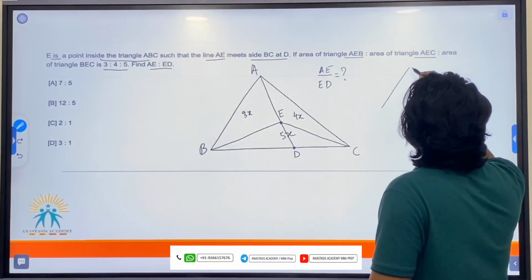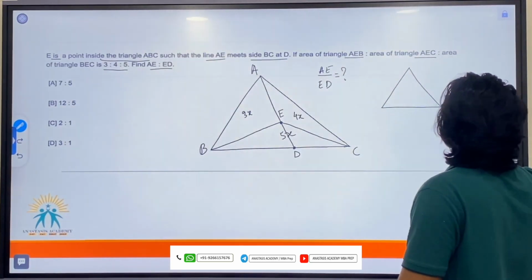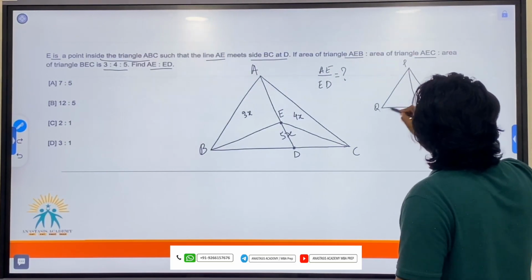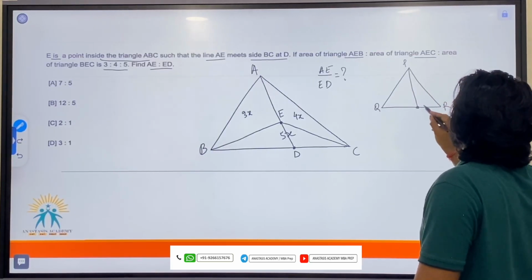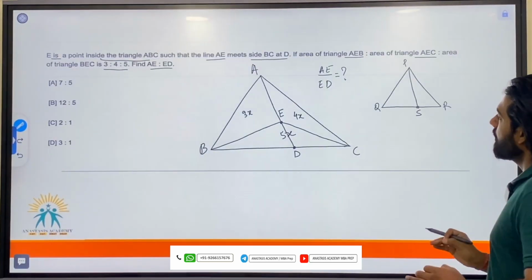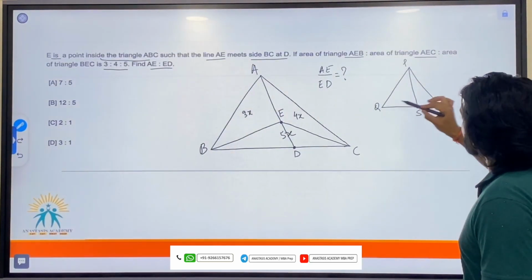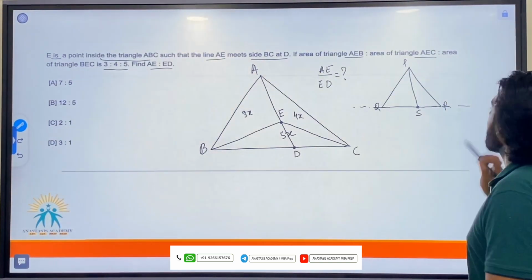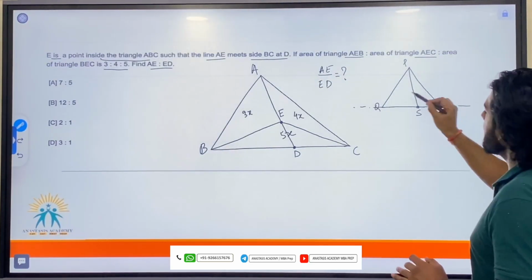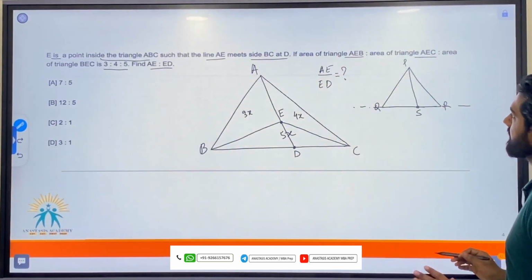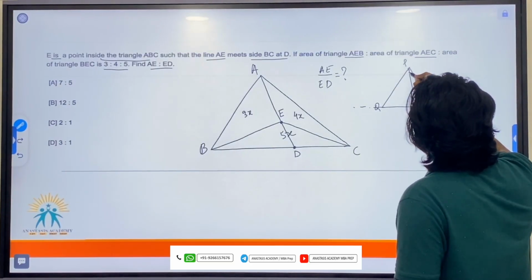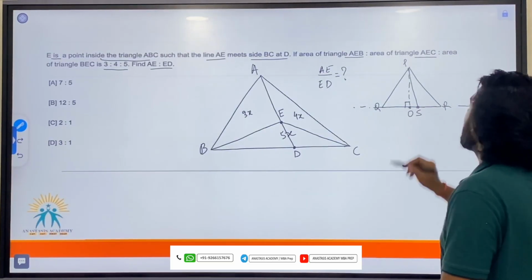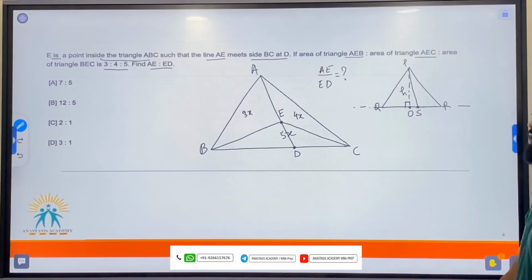I am just making a triangle here. For example, if these are two triangles, let's say PQR, and this is the point S. So these two triangles PQS and PSR are on the same base or on the same line, right? I have to find the ratio of areas of these two triangles. So I am dropping a perpendicular from this point P to the opposite side, and I am calling it point O. This is the height of this triangle, right?